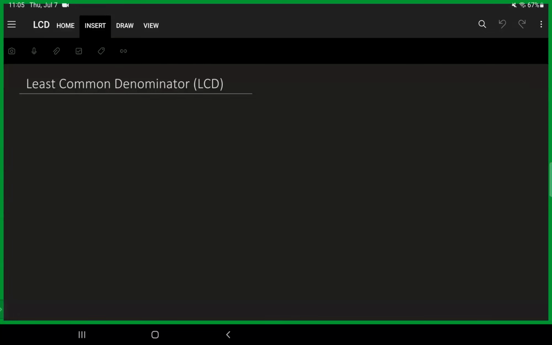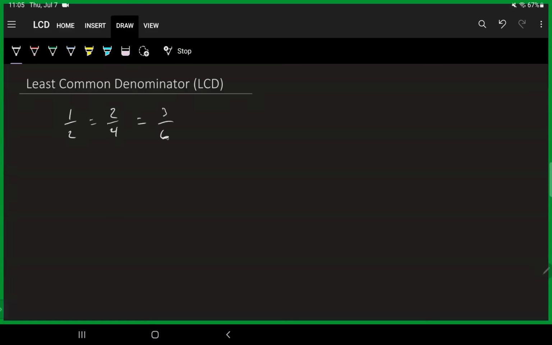Before we add and subtract fractions, we need to know how to find a common denominator because that's going to be needed when we move on. You recall from the last video that 1/2 is the same thing as 2/4. We can keep going. That's 3/6. And these are what are called equivalent fractions. And so when we're adding or subtracting fractions, we want to have the same denominator.